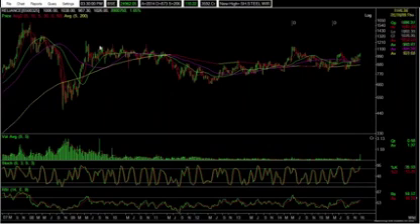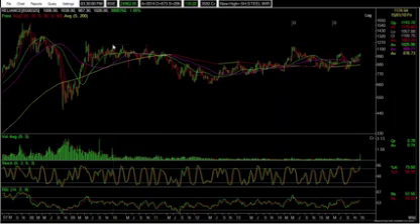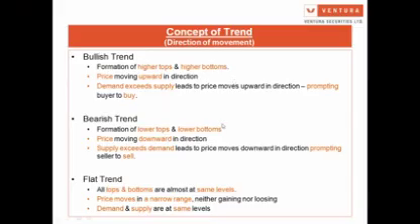And if you see this chart of Reliance, the script is moving in a narrow range, not crossing its upper level of around 1175, and not breaking 885. So it is moving in a narrow range. So we say that the trend is a flat trend because all the tops and bottoms are quoting almost at the same level. So this is the example of bullish trend, bearish trend and flat trend.